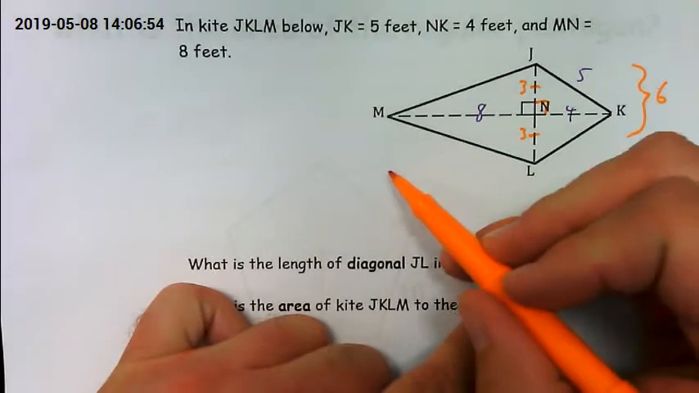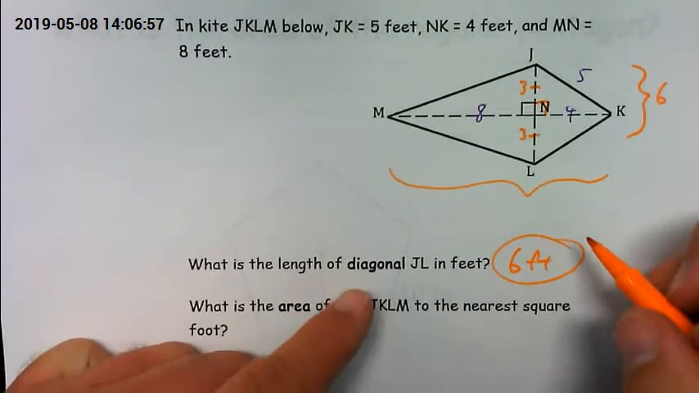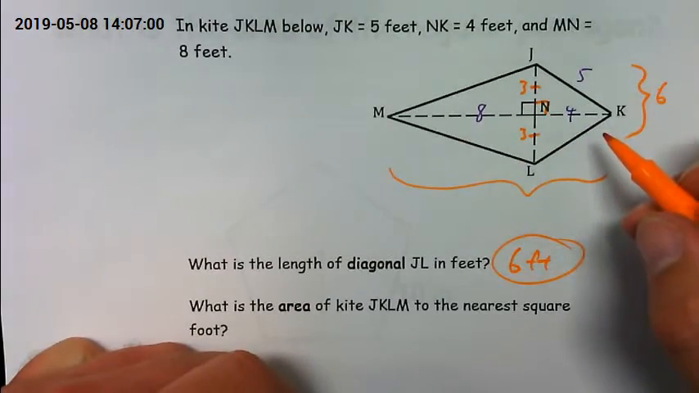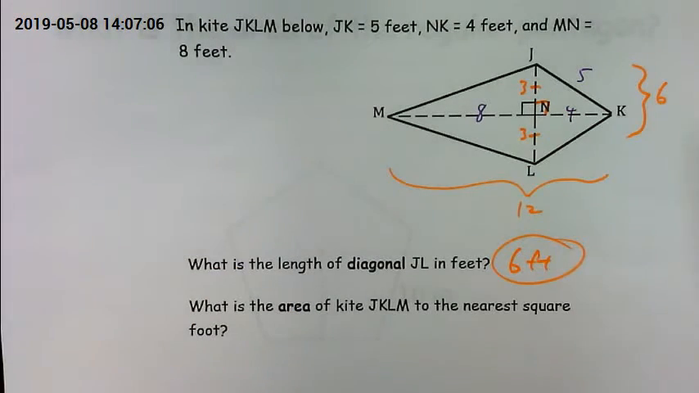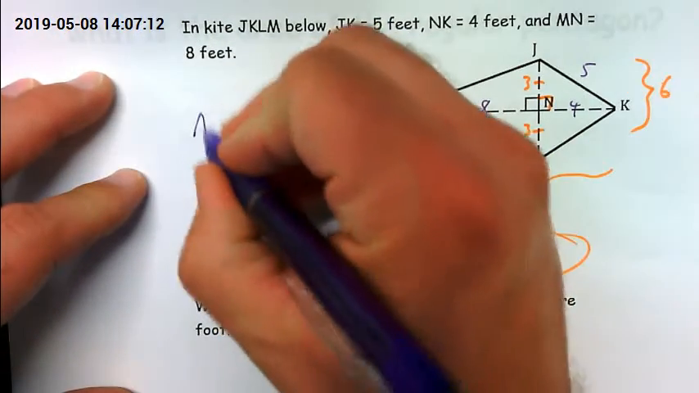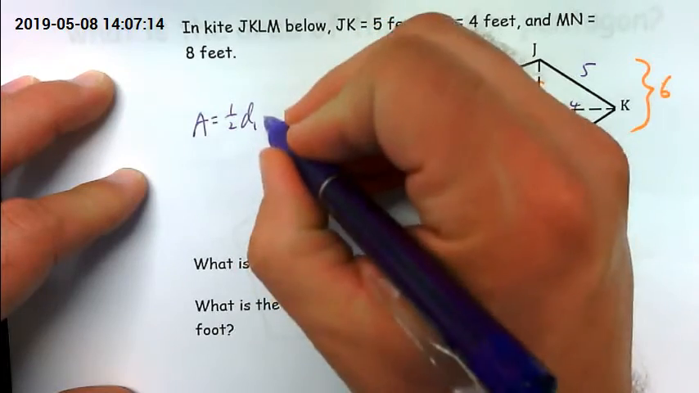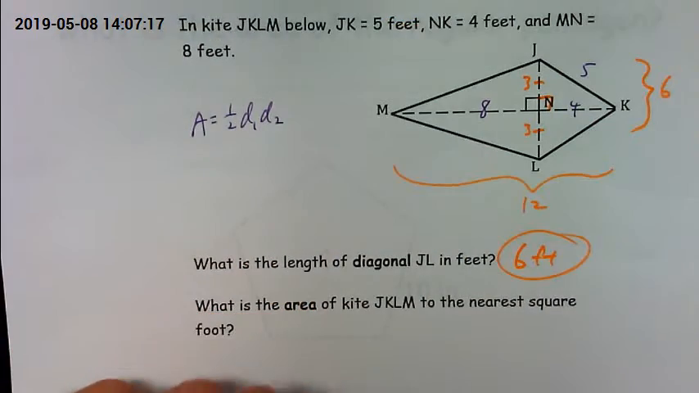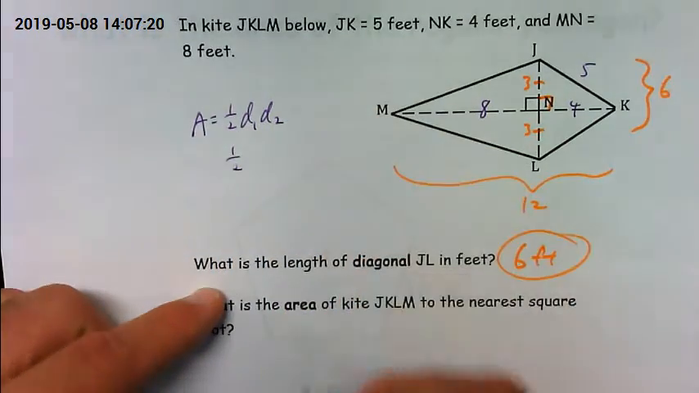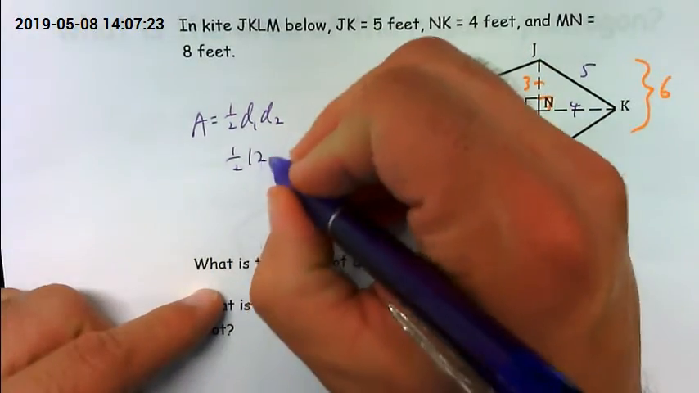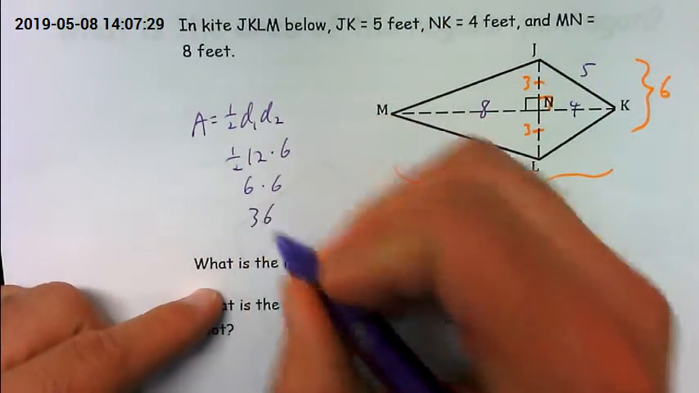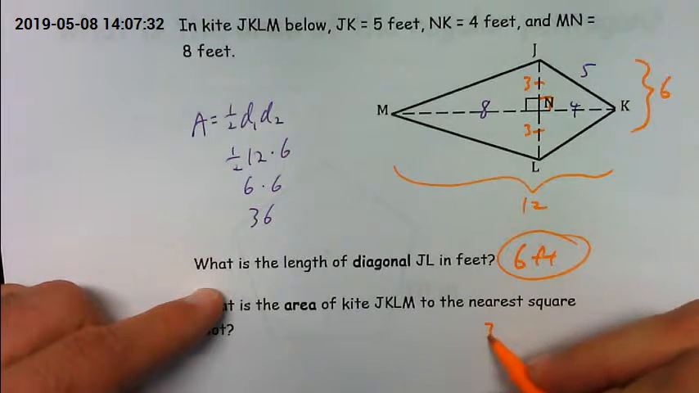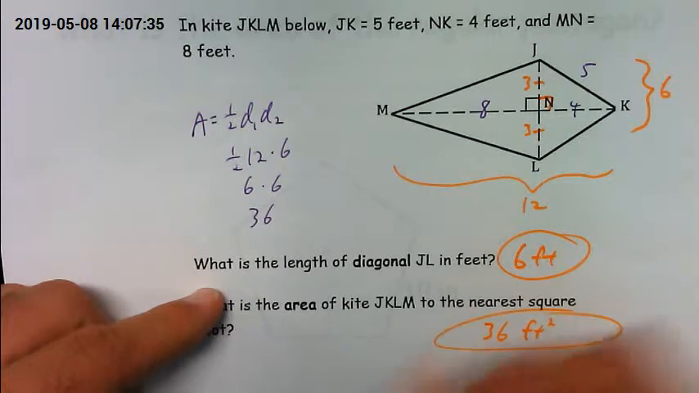All right, so now we also need this diagonal. So 8 plus 4 is 12. So we need those two diagonals because, again, our formula here is the same as the one we just used on the rhombus. A equals 1/2 D1 times D2. So plug in 1/2. Diagonal 1, doesn't matter which one you call diagonal 1, I'm going to call it the 12. And then 6. 1/2 of 12 is 6. 6 times 6 is 36. So our area, 36 feet squared.